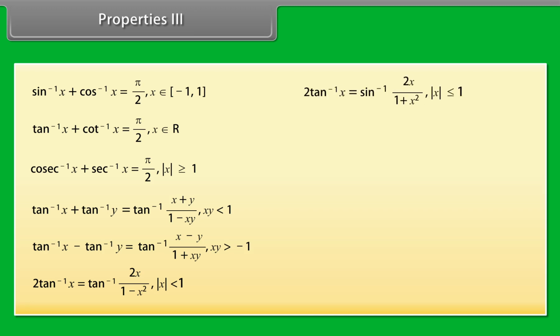2 tan inverse x is equal to sine inverse of 2x by (1 plus x square), modulus of x is less than or equal to 1. 2 tan inverse x is equal to cos inverse of (1 minus x square) by (1 plus x square), x is greater than or equal to 0. 2 tan inverse x is equal to tan inverse of 2x by (1 minus x square), minus 1 is less than x is less than 1.